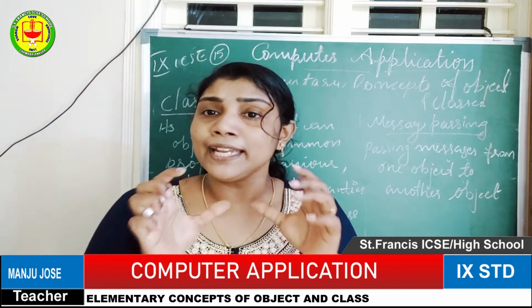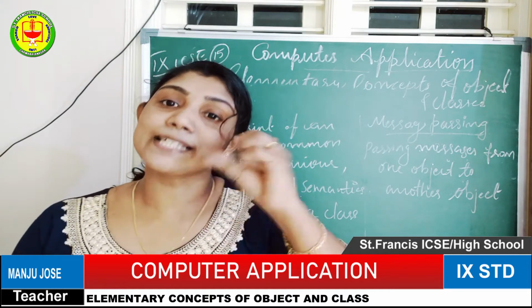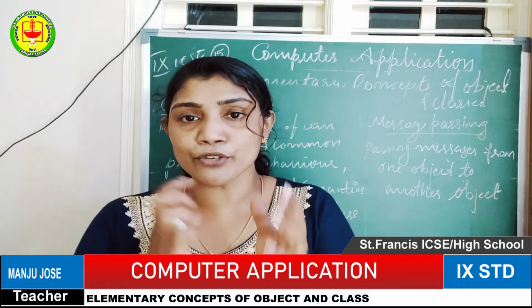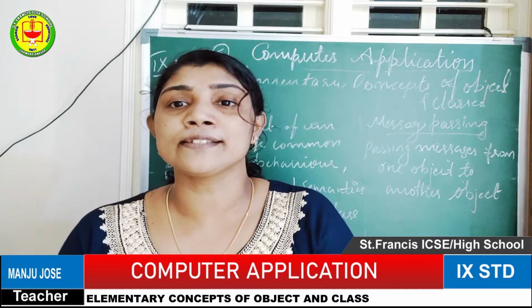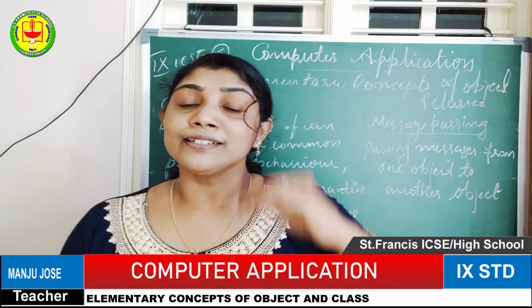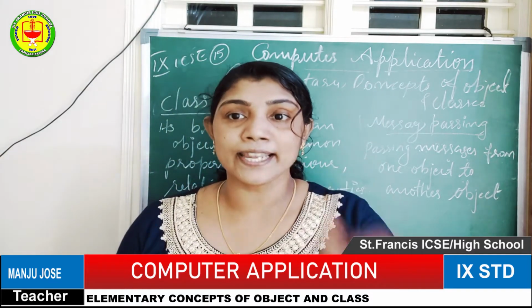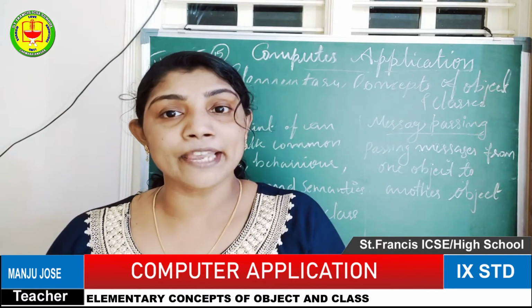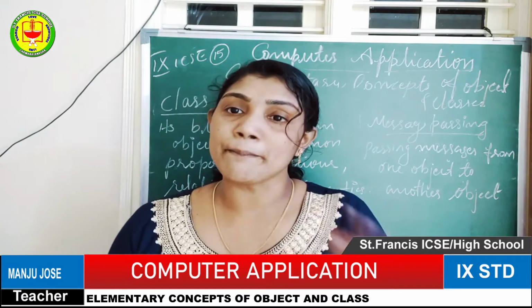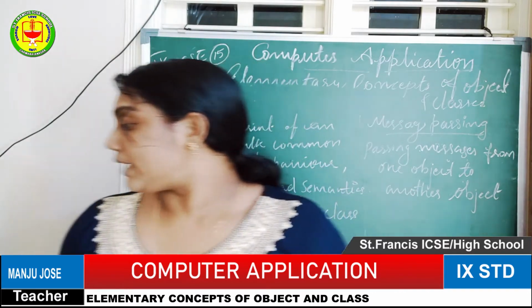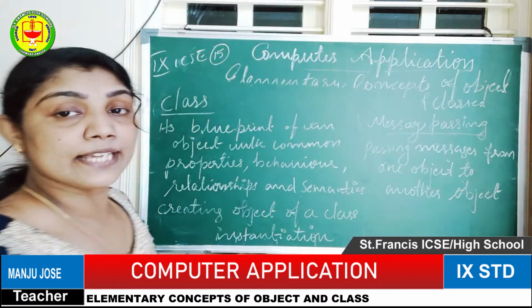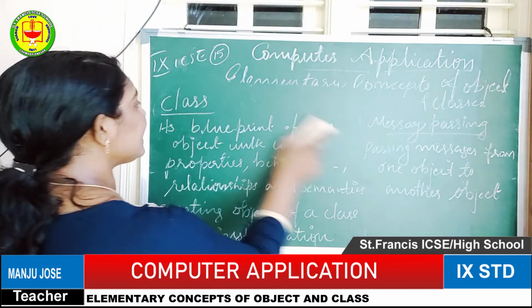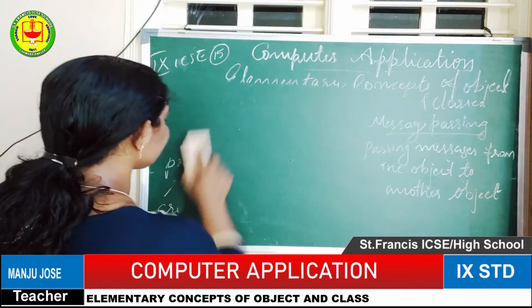The main intention of using the class is the semantics. The common properties of each and every object of a class are called semantics. This is known as class. Once again, the class is a blueprint of an object with common properties, behaviors, relationships and semantics. Next we can go for an example of a class, to see how the class will work.